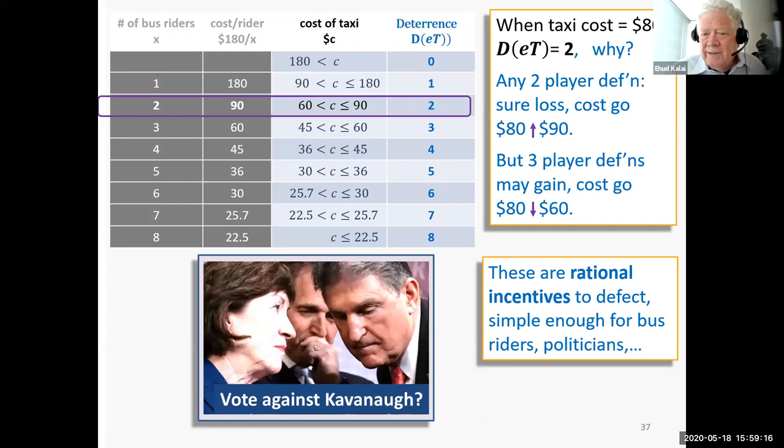What I want to take from this is nothing fantasy. These are very rational incentives to defect. Moreover, they are simple enough for bus riders to go through. I remember doing this myself, and I look at somebody in the line and say, let's go together to do this or that, and we save money. So this is things kids can do. Also politicians, when I wrote the paper the first time, it was during the Kavanaugh hearing, and three senators wanted to defect from the right wing vote of supporting Kavanaugh together. They didn't. They needed more than three, apparently.